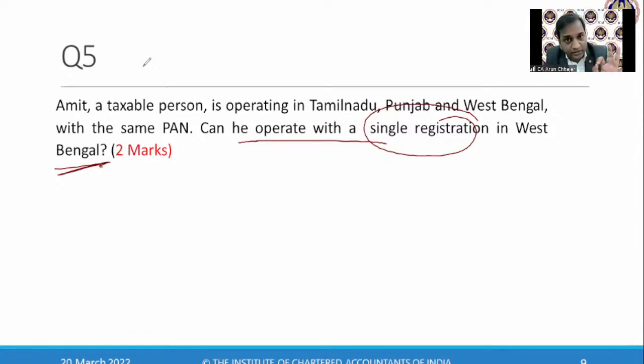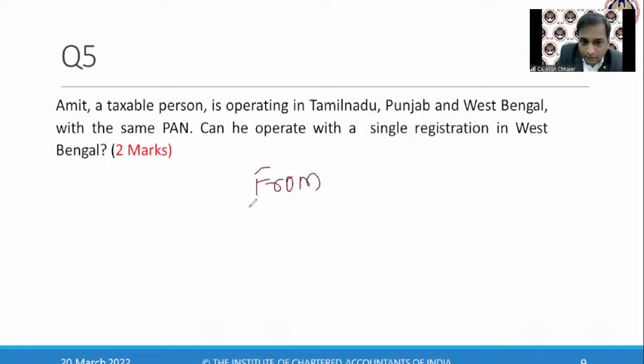he cannot operate. He has to take registration in every state from where he is making the taxable supplies. Repeating last time, Mr. Amit has to take registration in every state from where he is making the taxable supplies. In this example, he is making the supply from Tamil Nadu, from Punjab, from West Bengal. He has to take registration in every state. Underline this word.